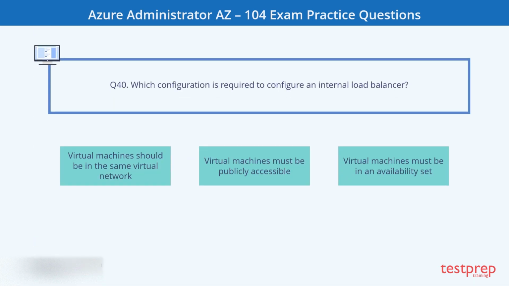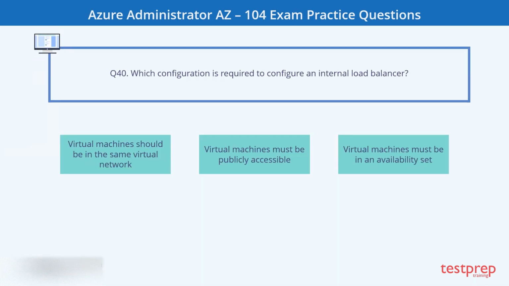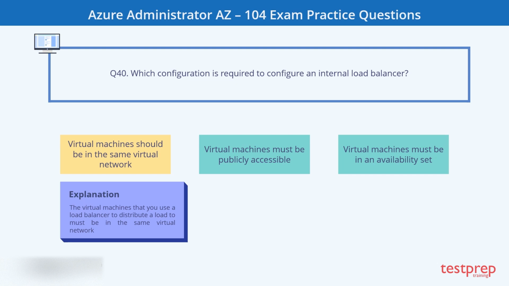Question 40. Which configuration is required to configure an internal load balancer? 1. Virtual machines should be in the same virtual network. 2. Virtual machines must be publicly accessible. 3. Virtual machines must be in an availability set. The correct answer is 1. The virtual machines that you use a load balancer to distribute a load to must be in the same virtual network.